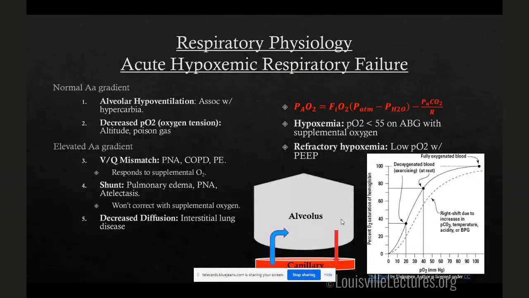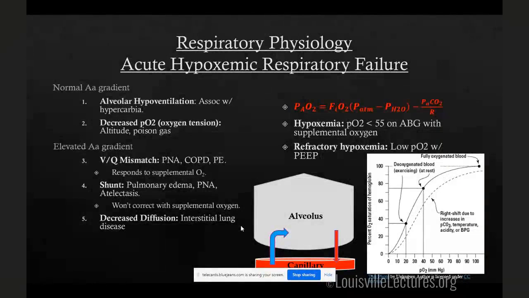Alveolar hypoventilation is one of the classics. In this day and age, you'll often see it in the setting of opiate overdose, where the patient no longer breathes, no longer has that respiratory stimulus. You'll see a low PO2 and a very high PCO2, and you can diagnose it that way. It will correct with oxygen supplementation.